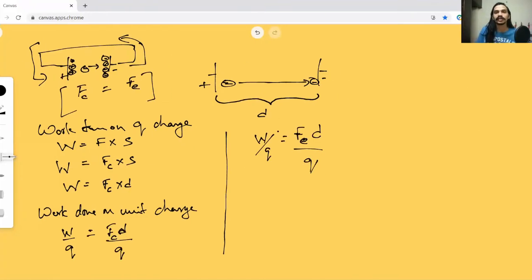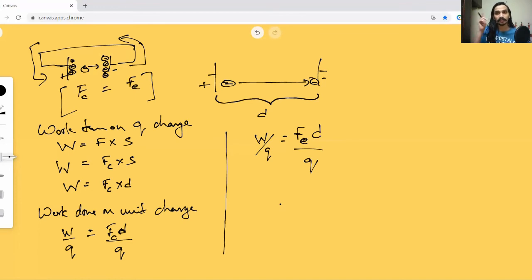Now, the reason why I switched from Fc to Fe is because Fe is a value that we already know. Electric force is something that we've already measured previously and is also something that can be measurable in general. So I'm simply substituting it with a value that we know. So this is nothing but the work done per unit charge inside of a battery.